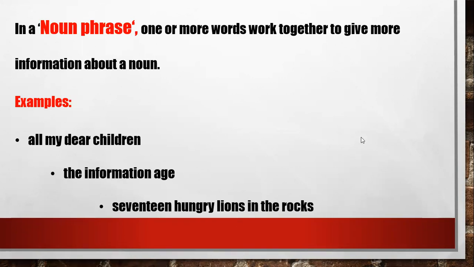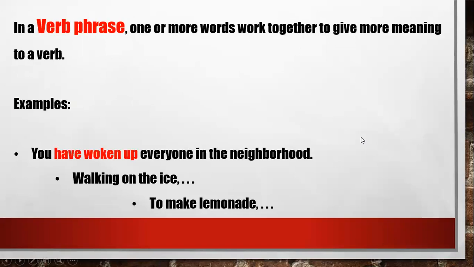All right? Now, let's continue with the other one. A verb phrase. What is a verb phrase? One or more words work together to give more meaning to a verb. You have woken up everyone in the neighborhood, walking on the ice, to make lemonade. So we have different structures of verbs. Here you have the present perfect, you use the past participle, the auxiliary, or maybe the gerund, the ing form, or maybe the infinitive form, to make.